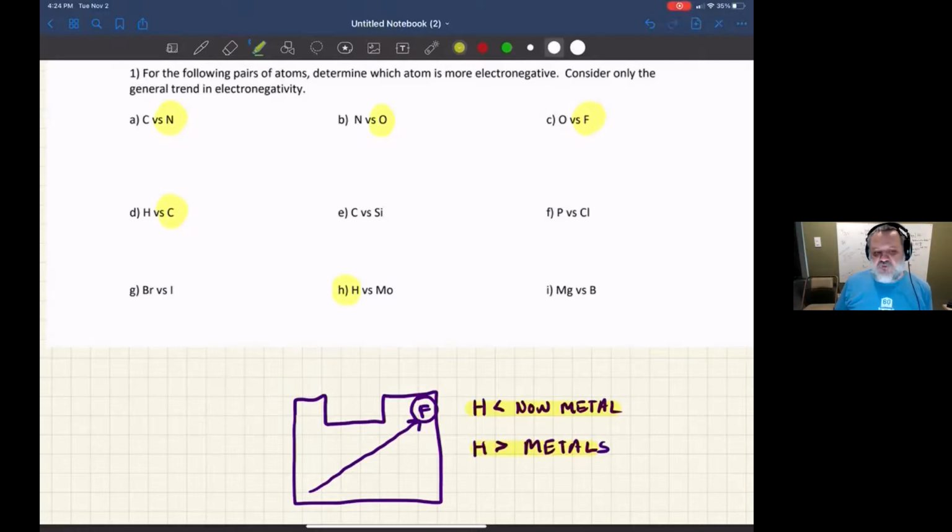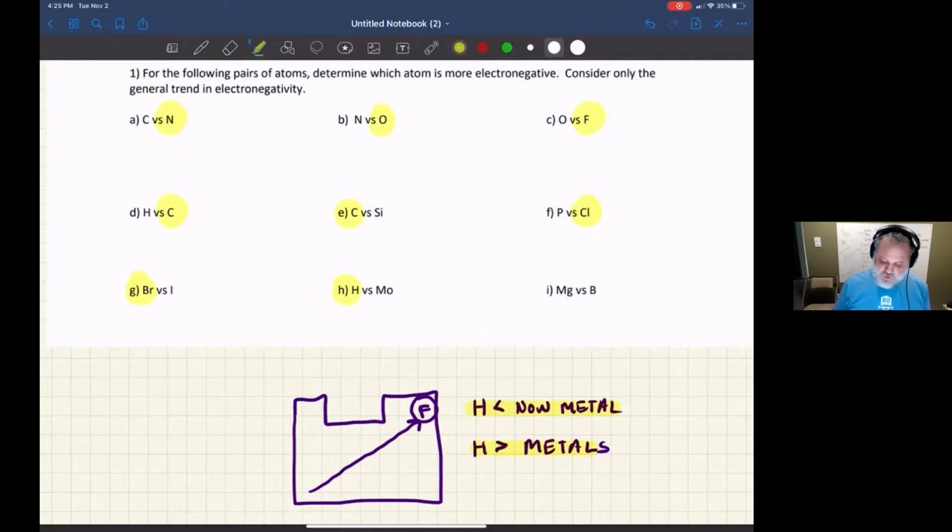What about carbon versus silicon? Carbon is a little higher on the periodic table, so silicon is less electronegative, carbon is more electronegative. Phosphorus versus chlorine. Chlorine is further to the right, so chlorine is more electronegative. Bromine is further up the periodic table. It's higher in the periodic table, so it's going to be more electronegative than iodine.